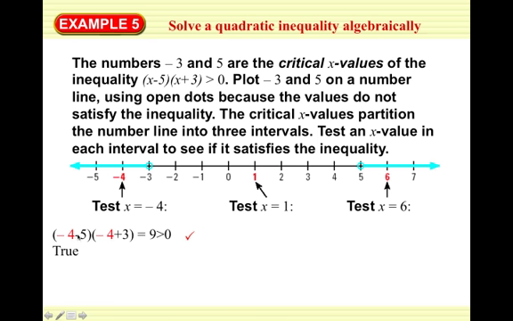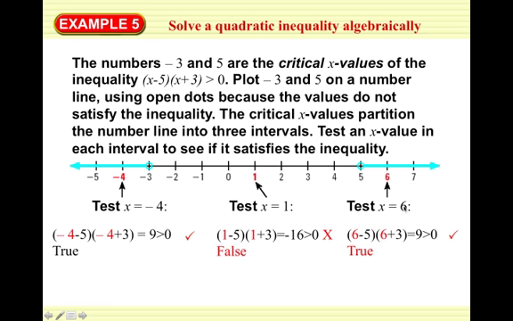So let's see. Negative 4 minus 5 times negative 4 plus 3, that gives me negative 9 times negative 1, which is 9, and 9 is greater than 0, so that's true. So all these values are going to be part of my solution. I'm going to try 1. 1 minus 5 is negative 4 times 1 plus 3. So negative 4 times positive 4 is negative 16. That is not greater than 0. That is a false statement. So those values between negative 3 and 5 are not part of my solution.